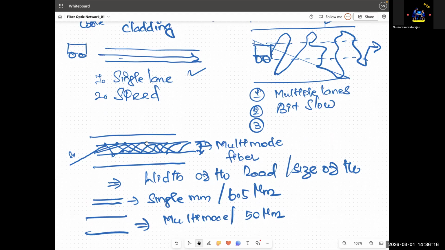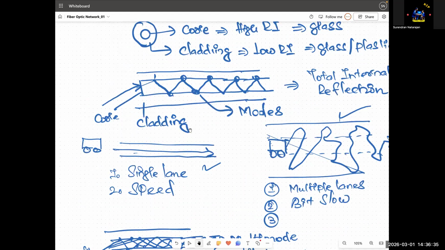Oh, okay. Can you show a picture of how the fiber will be? Yeah, I will show that. Don't worry, I will show that. So cladding is nothing but the outer layer on top of the wire. Yes, it is outside like this. It is like one big pipe, and inside it one more small pipe is inserted. Okay.